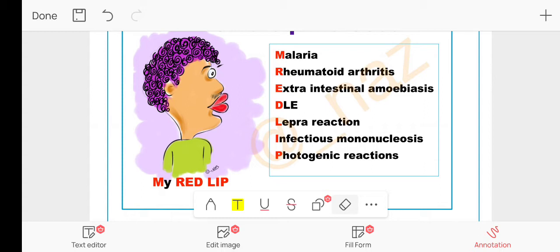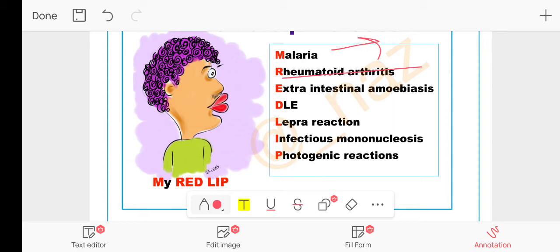So the mnemonic is MY RED LIP. First is malaria. What type of malaria? Non-falciparum malaria and chloroquine sensitive Plasmodium falciparum malaria, but it can also be used for other conditions like rheumatoid arthritis. MY RED LIP, rheumatoid arthritis. Okay. E for extraintestinal amoebiasis. Okay. So the tissue amoebicides are chloroquine, emetine, metronidazole and tinidazole. Okay. The mnemonic is CEMT.